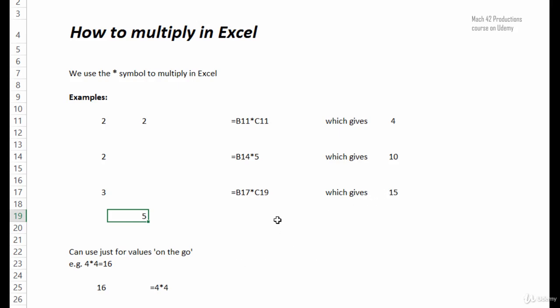We can also use this to multiply values on the go, that is, values that are not in cells themselves. So for example, if we wanted to multiply 4 times 4 to give us an answer of 16, we would click into a cell and write equals 4 times 4, and that would give us 16.